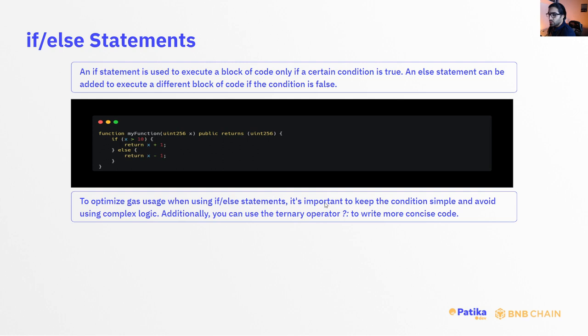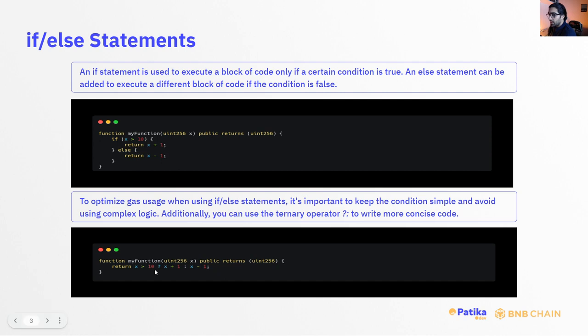So to optimize gas usage when using if-else statements, it's important to keep the conditions simple and avoid using complex logic. Additionally, you can use a ternary operator to write more concise code. You might be familiar with the ternary operator from other programming languages like Java. So it's the same logic, but we are using a different syntax.